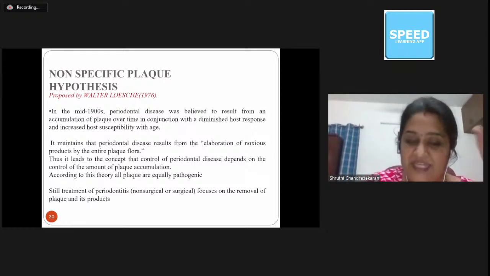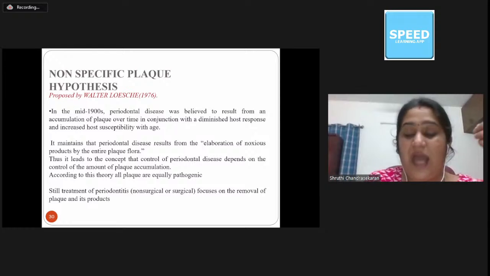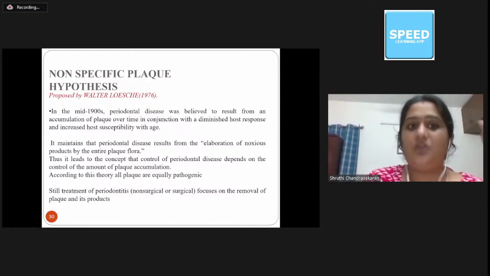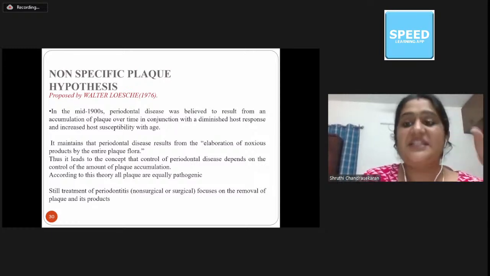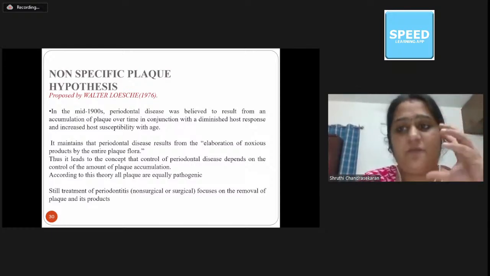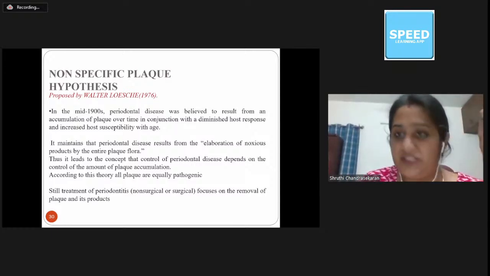So it says that periodontal disease results from an elaboration of noxious products by the entire plaque flora, and this led to a concept that to control periodontal disease, we need to control the amount of plaque accumulation. According to this theory, all plaque is considered equally pathogenic. Please understand, the non-specific plaque hypothesis says that it is not the quality of the plaque. It doesn't talk about the composition of the plaque, but it says it is the amount of plaque that has formed which causes the disease to progress.